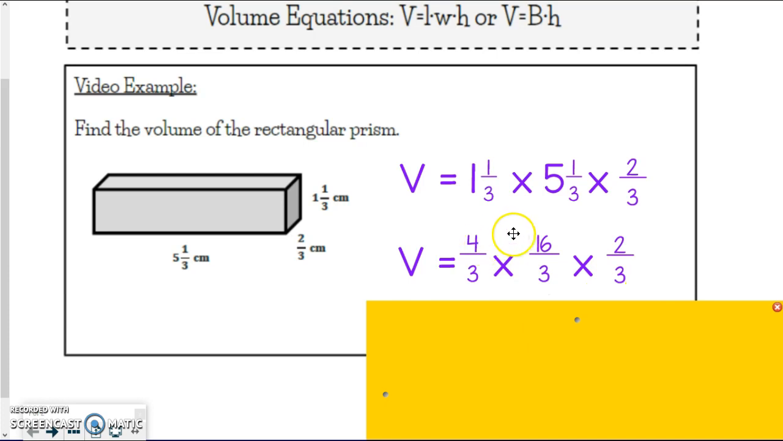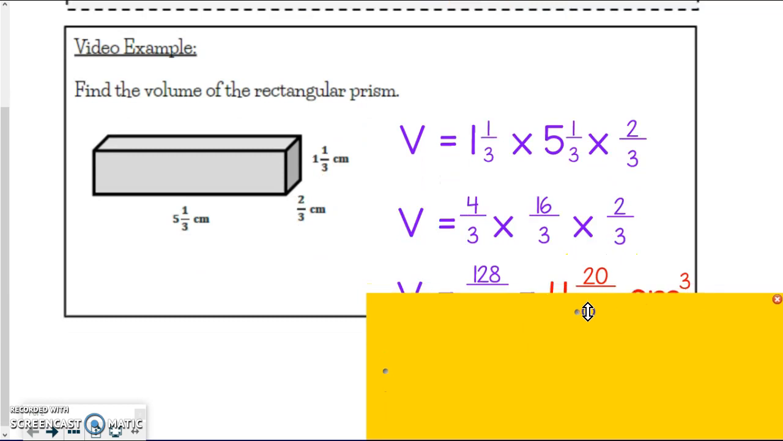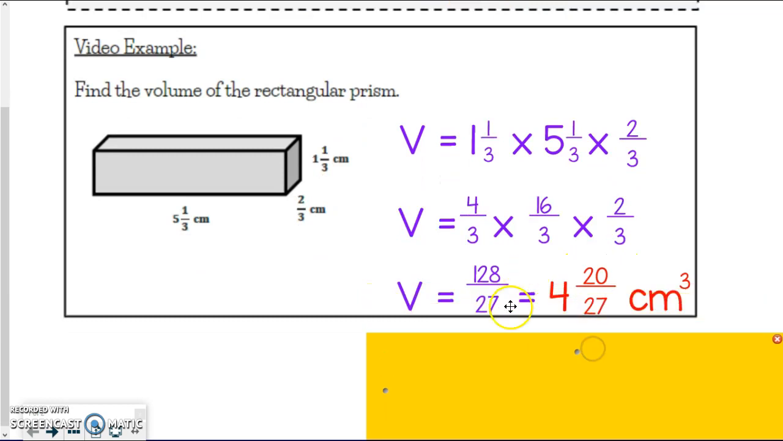So if I do 4 times 16, I happen to know off the top of my head that's 64. If you didn't know, you can always do it off to the side. And then 64 times 2 is 128. And then I do 3 times 3 is 9. 9 times 3 is 27. So I end up with 128 over 27. Again, if you need to do any work off to the side, feel free. So we know we can't leave that improper fraction the way it is, so we need to change it to a mixed number. So let me tell you how I got my final answer.